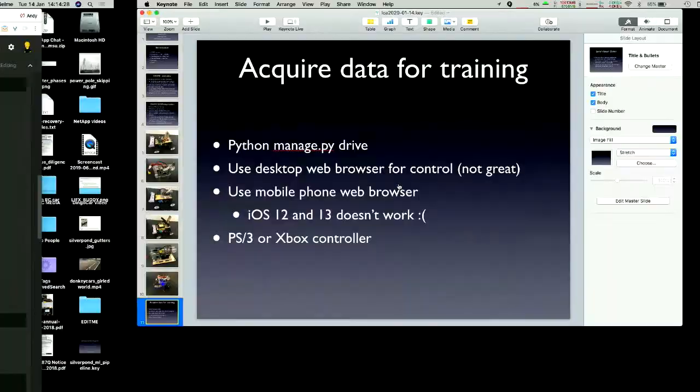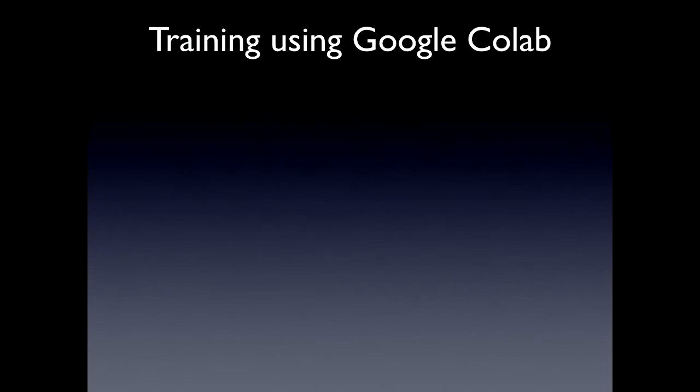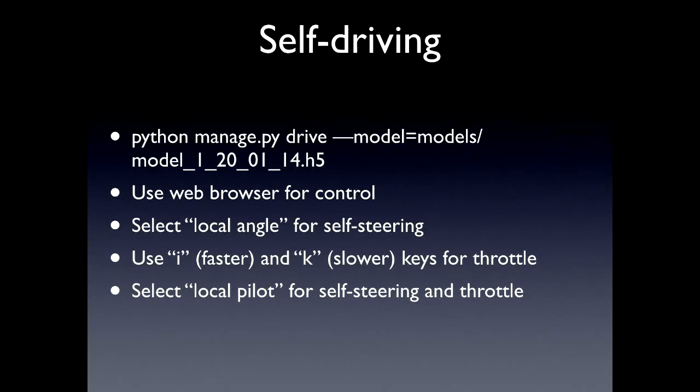So after acquiring data, you've trained it. Then what you do is you'll be moving a model that's been trained on Google Colab back to your laptop, and then you can run this command, python manage.py drive, and this time you give it the model. So let's just try that.